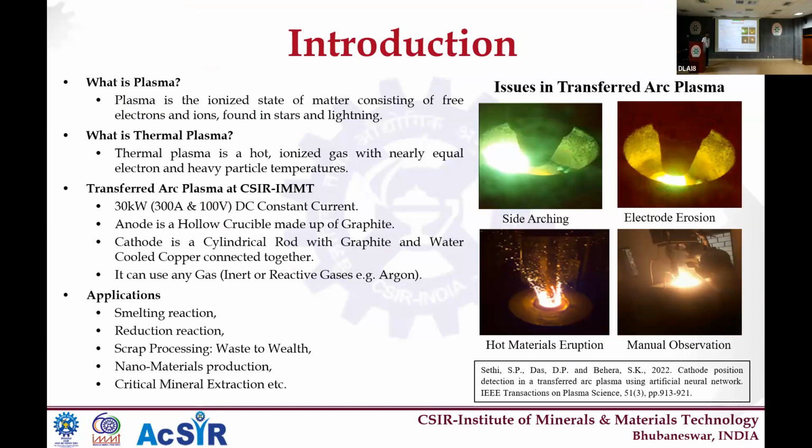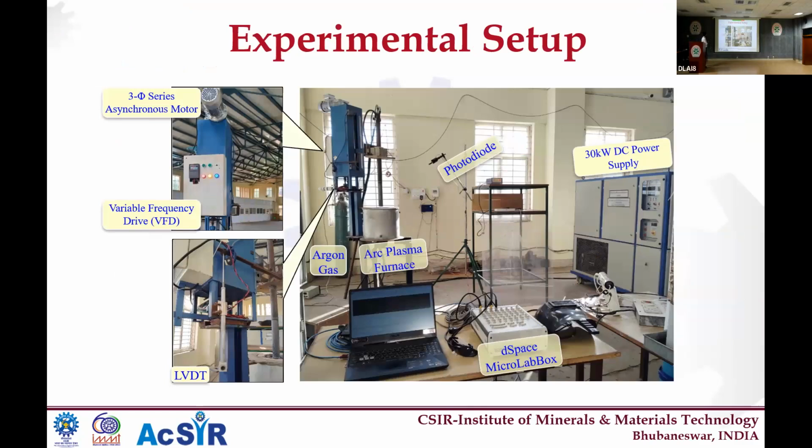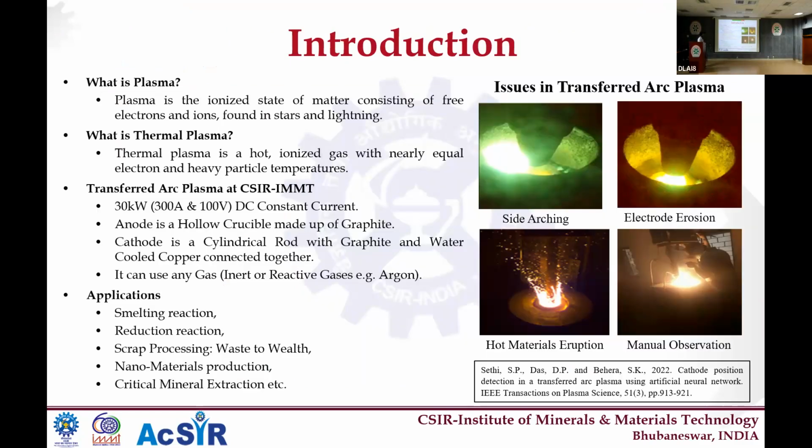So I think yesterday DP sir already told some of this, and we are working on the same system. Plasma is the fourth state of matter, where electrons and ions stay free. We have a 30 kilowatt DC constant current source, and the anode is the bottom part, the hollow crucible, which is made of graphite, and the cathode is the upper cylinder, which applies the current.